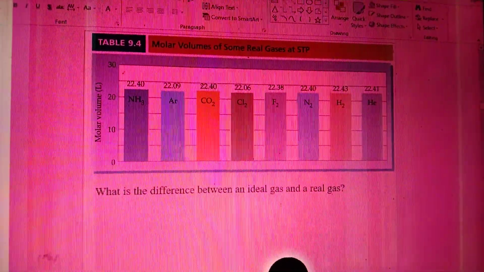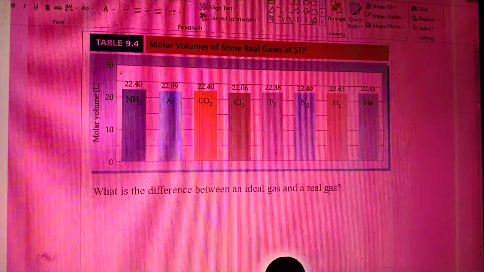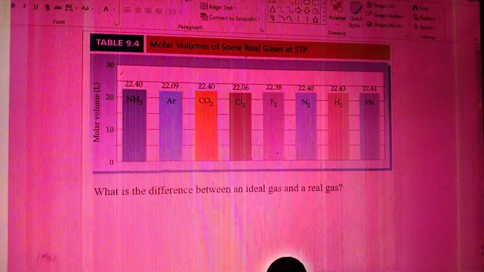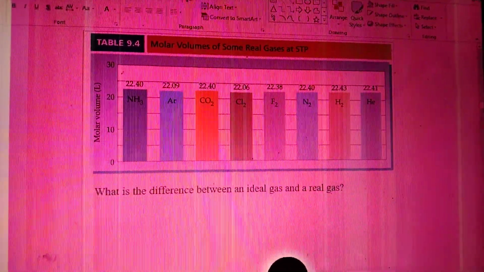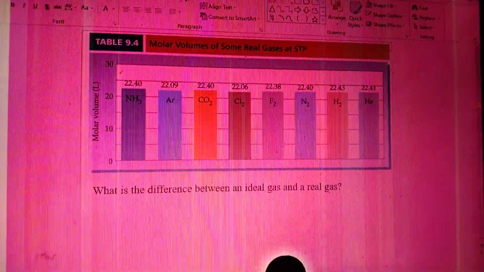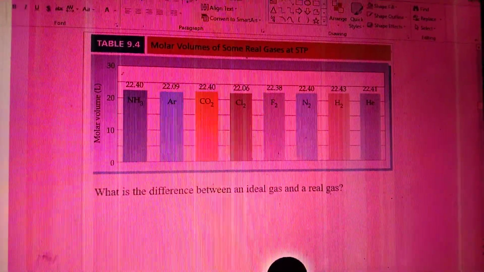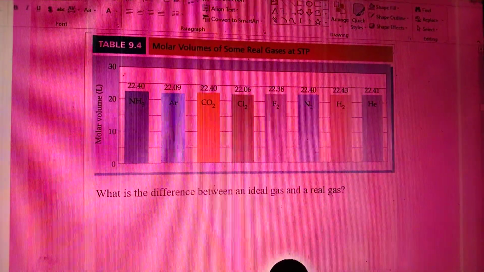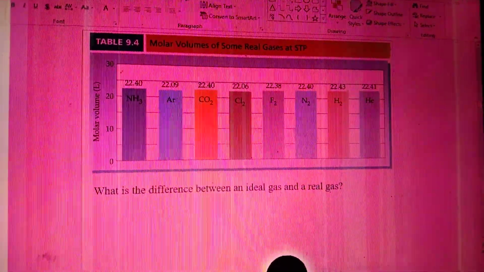So here is the table. Table 9.4, molar volumes of some real gases at STP. So here's the question: what is the difference between ideal gas and real gas?